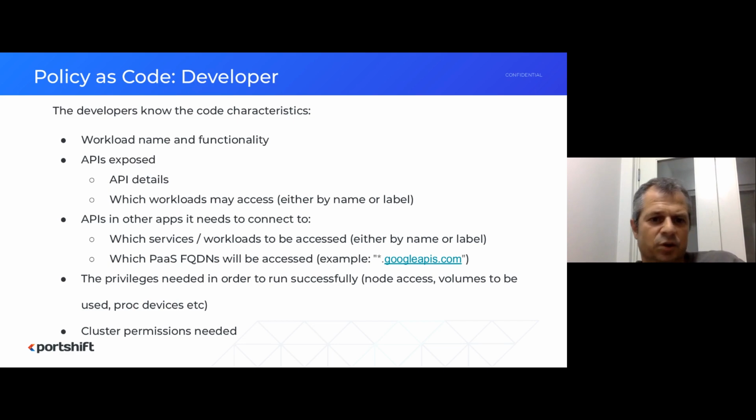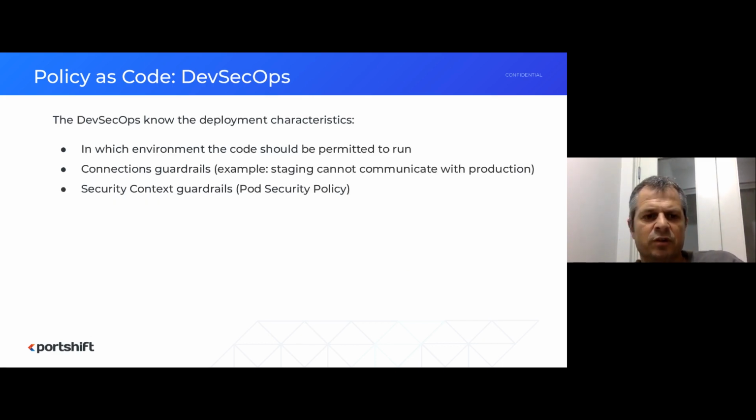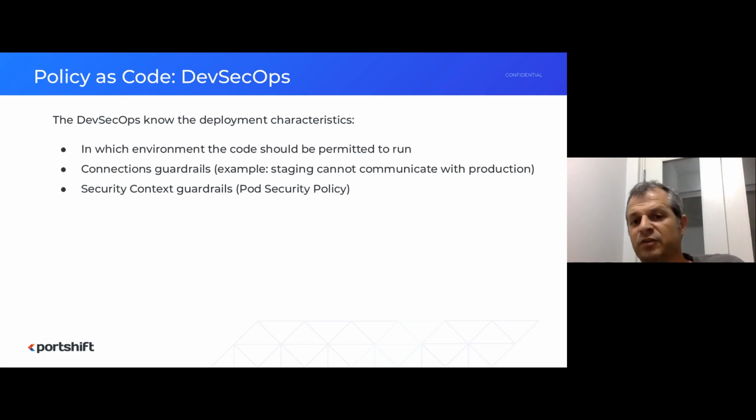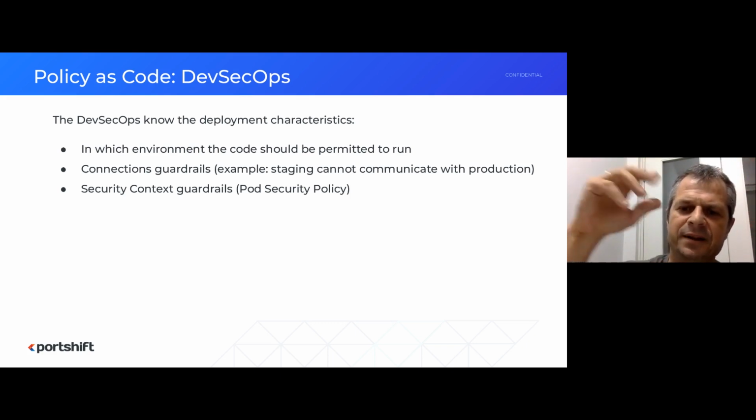So this is something that developers will be able to know what APIs are exposed, what API details, what workload they can access, what API they can connect, what privilege they need, and then what cluster permission they're looking for. And our DevSecOps team will be able to have their own characteristics: what work environment they need to run on, what type of connections, what security guardrails we need to use. For example, no one can run as privileged or as root as a basic. You can limit what volumes you can mount to your pods, but all together can be reflected and can be built and combined together.